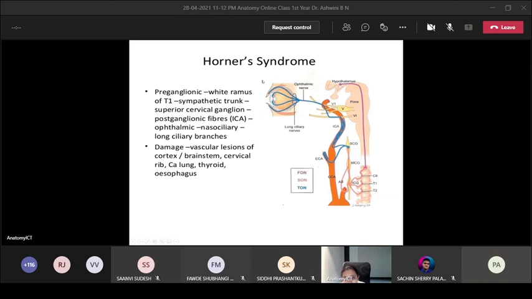Horner syndrome is because of injury to the stellate ganglion. Already you know what the stellate ganglion is. The inferior cervical ganglion joins with the T1 ganglion present at the T1 level and forms the stellate ganglion. If that stellate ganglion is injured, either because of a cervical rib, vascular lesions, or carcinoma of the lung apex, it is going to affect the stellate ganglion. Even thyroid and esophageal anomalies, diseases or tumors can compress the stellate ganglion.